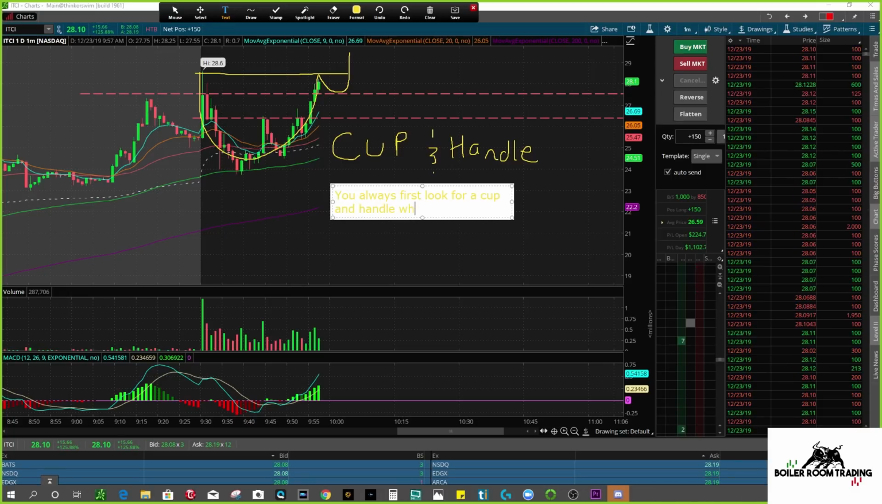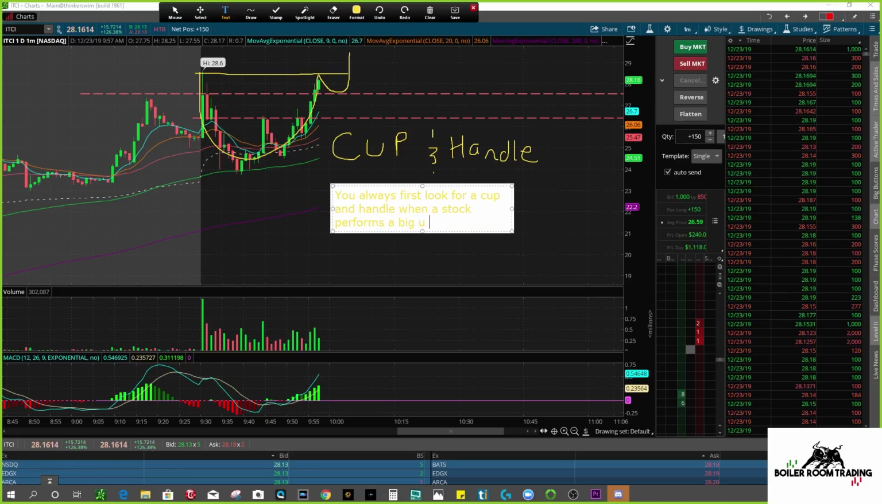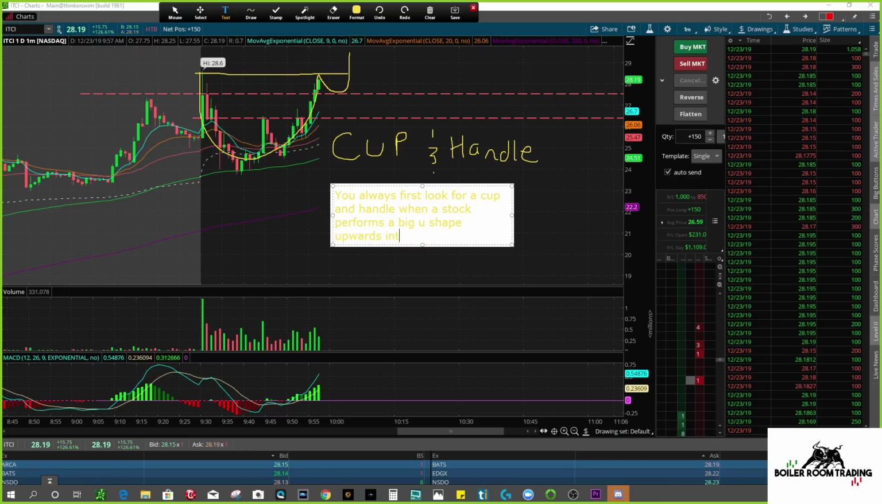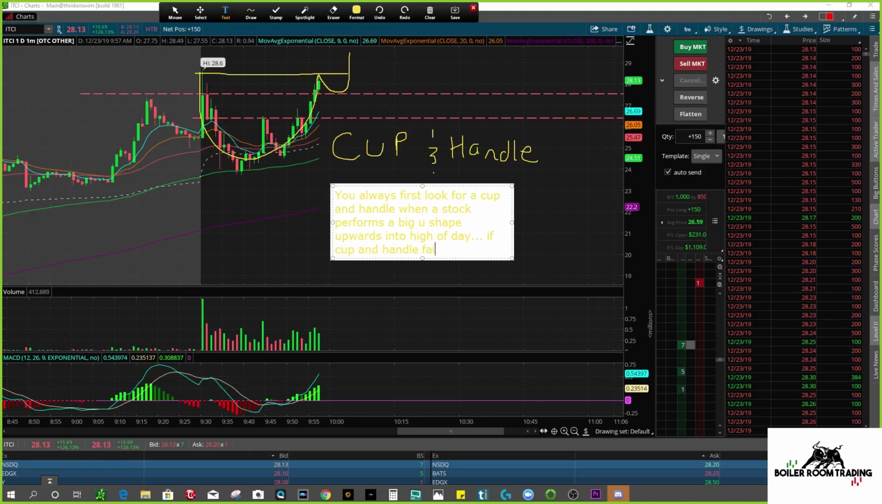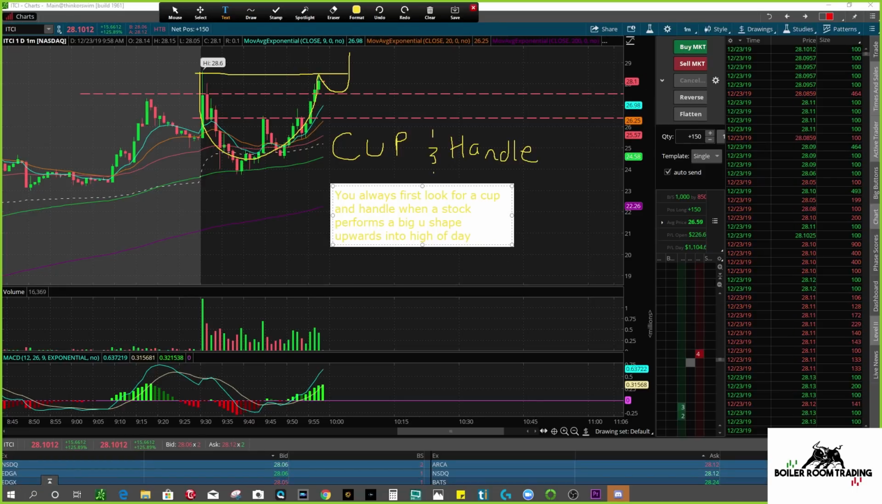But remember, a double top usually takes the form of an M, the letter M, and this is in the form of a U. So your first thing to do, once of course the stock reaches the high of day, is to start thinking about the potential future outcome, which in this scenario, the best first potential future outcome to look at would be a cup and handle.